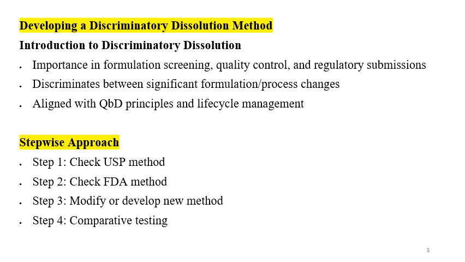So the stepwise approach is like: check the USP method. If the USP method is available or not, then check for the OGD method, the FDA method, if it is available or not. If both of these are not available, then you can develop an in-house method. You can also modify, or you can also change some parameters of the available method as per the product. And then step 4 is comparative dissolution testing and the profile comparison.